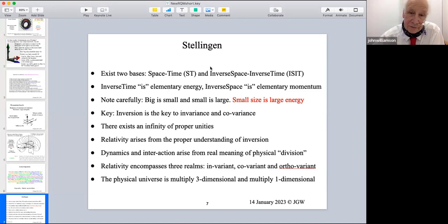Okay, so these are stellingen. There isn't a proper English word for this, so I've used the Dutch word for it. It's kind of like how you set your stall up. These are the starting points of this talk.